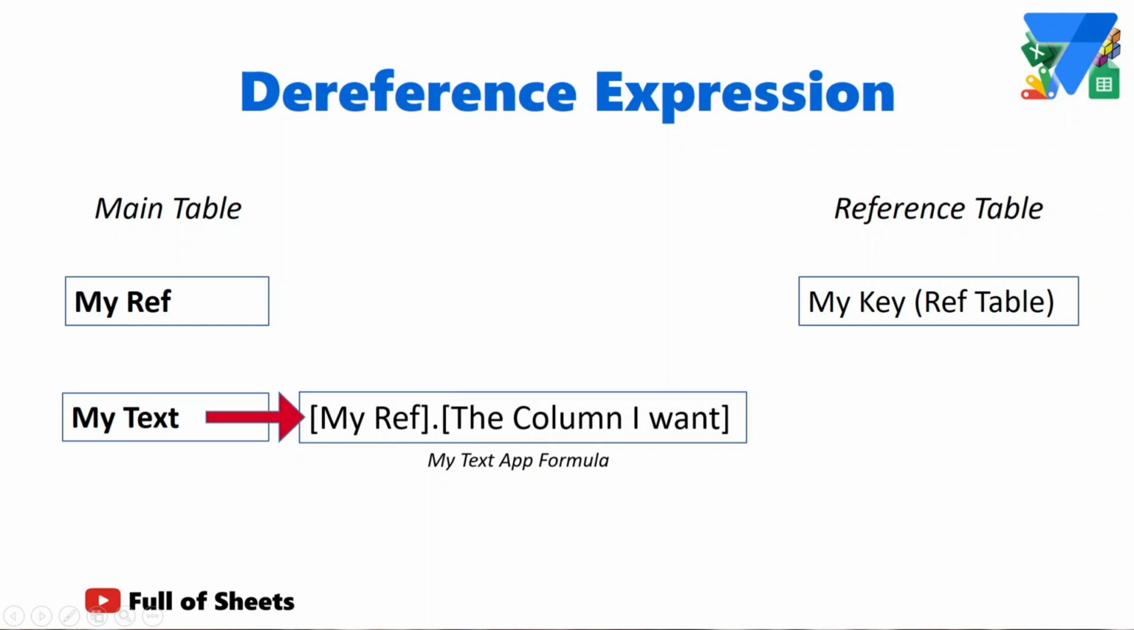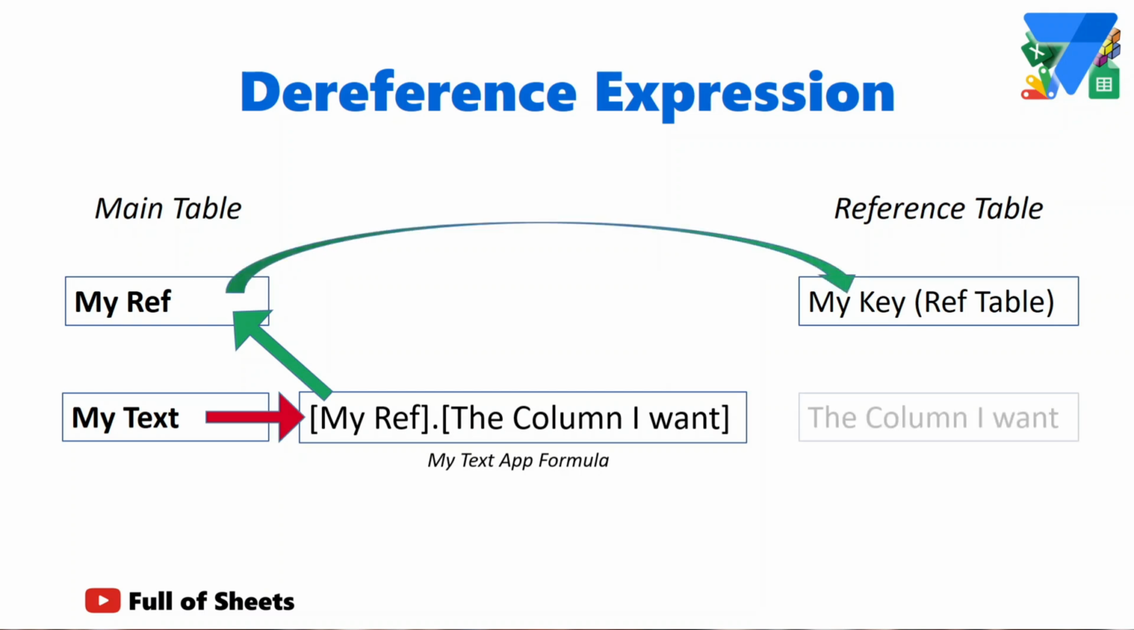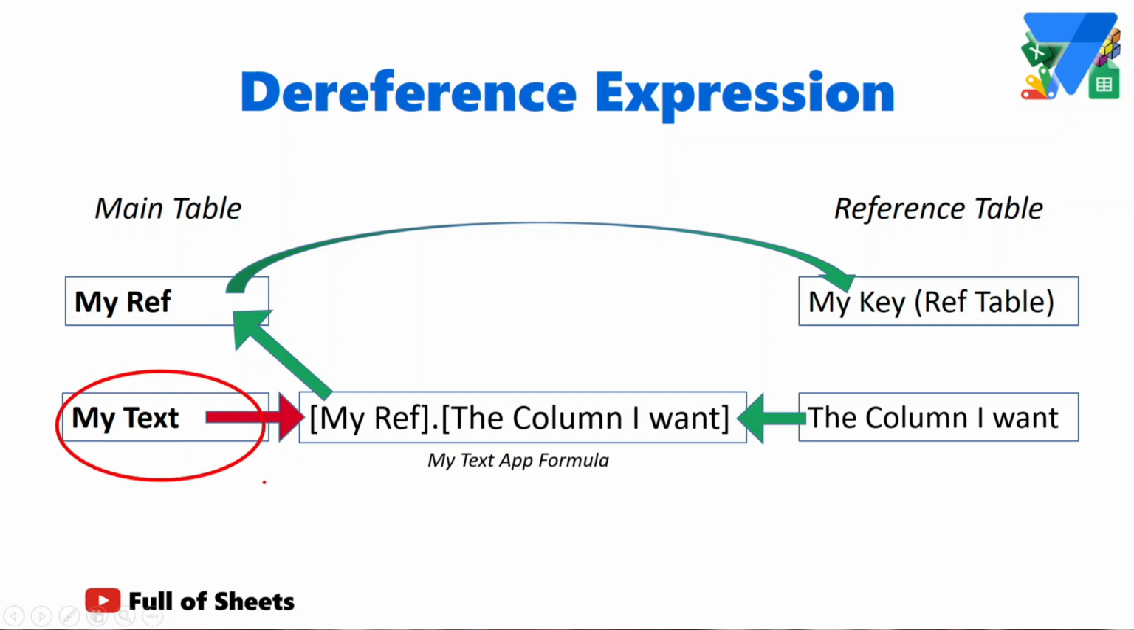So what this simply means is we want our formula to first get the currently selected ref ID from our current table, look it up to the reference table, and once found, we get another column, which is the column that we want, and return it to the formula, which would then be assigned to our MyText column. Did you get that? Let's see it in action.